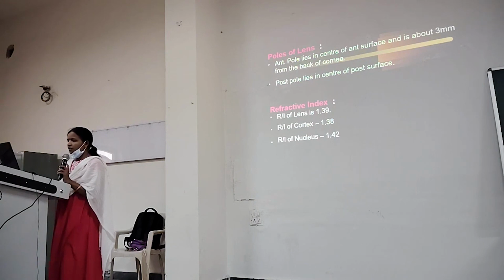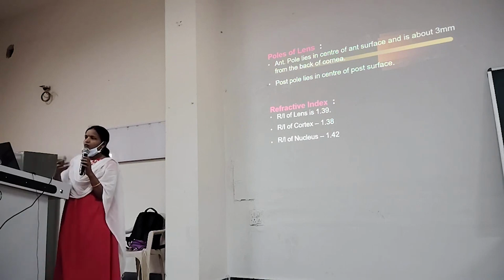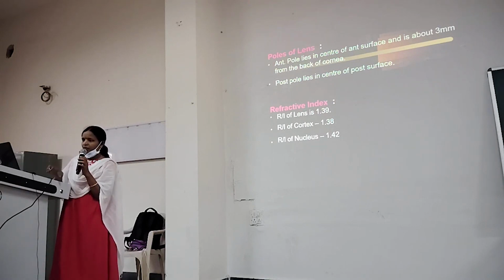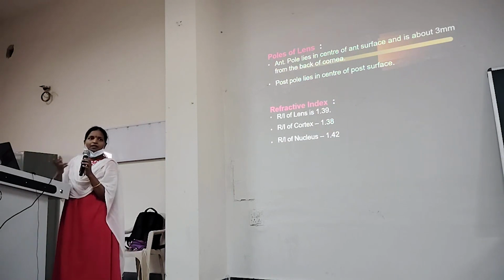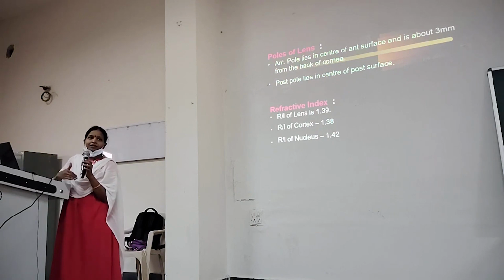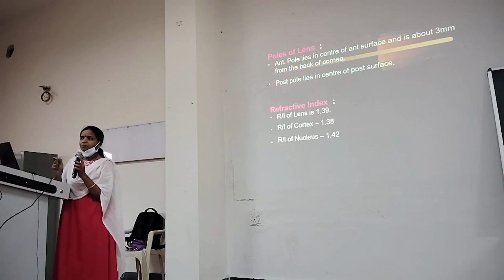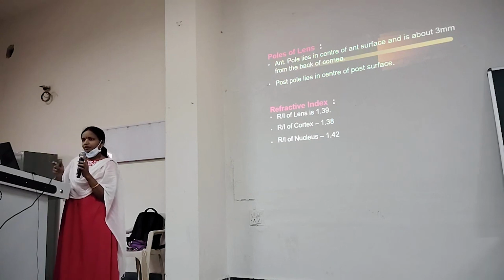And the refractive index of the lens. Any lens, not only the lens in the eyeball, any lens you take, it has some amount of refractive index. What is refractive index? You have some formula also to calculate the refractive index. We compare it with the refractive index of the air, right? How much the light rays are refracting in this substance compared to the light rays refracting in the air. So lens also has some amount of refractive index. So that refractive index is different.